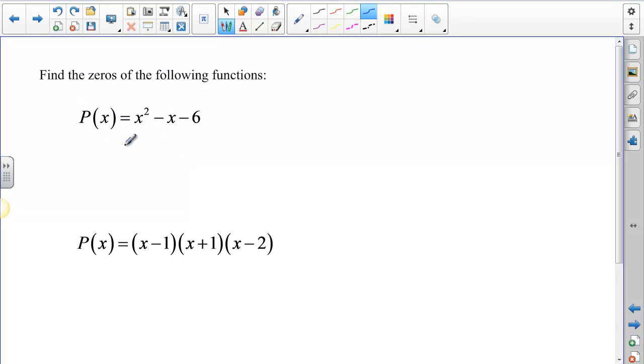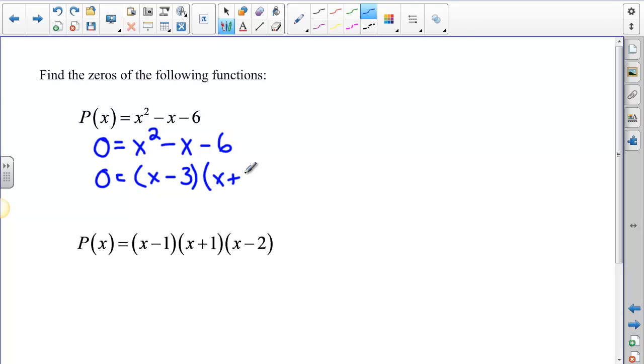Here's p of x equals x squared minus x minus 6. Well, first step, set p of x equal to 0. Now x squared minus x minus 6, how do we factor that? Well, this is pretty easy. We could say x minus 3 and x plus 2.